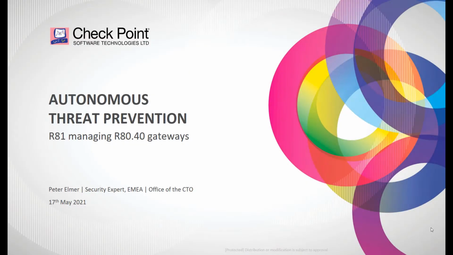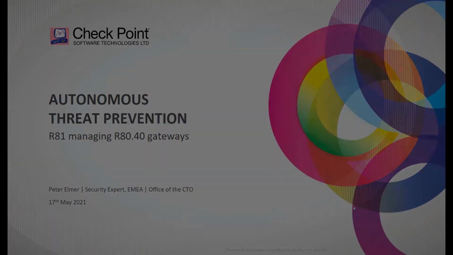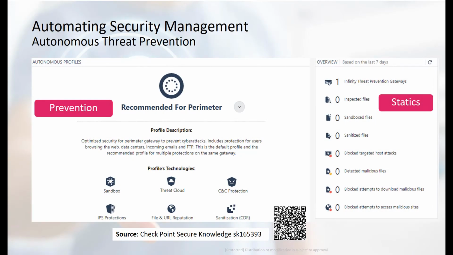Let's look at the autonomous threat prevention functionalities we have in R81 management, available even for R80.40 gateways. The autonomous threat prevention allows us to select a single profile that includes threat prevention functionalities and all relevant settings and see statistics on the execution of these security functionalities with a single panel.